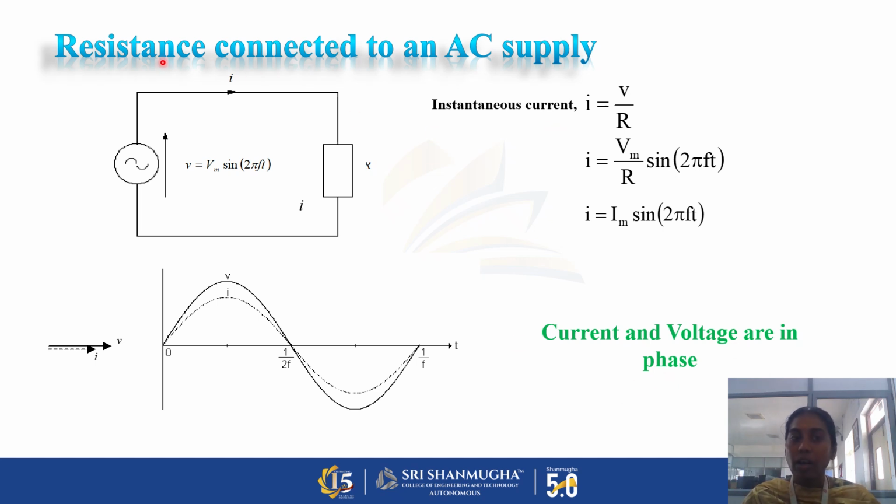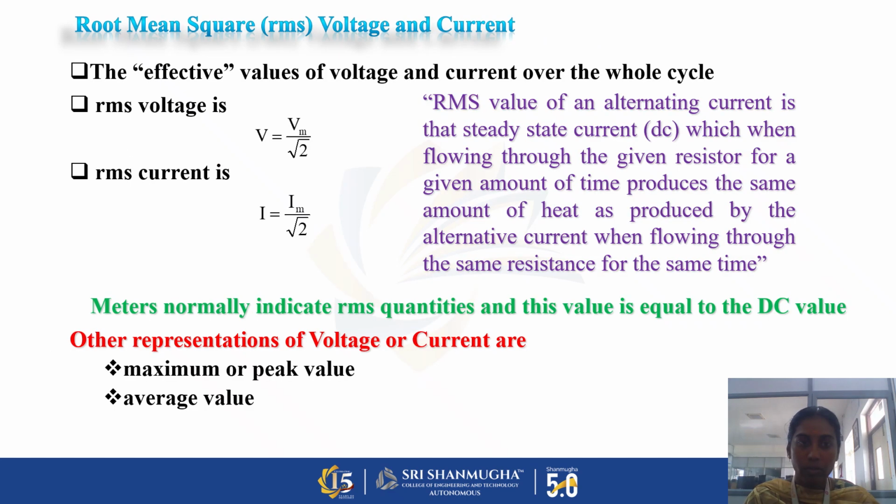This is when a resistor is connected to the AC supply. From this circuit we can know some parameters, VRMS and IRMS. VRMS is equal to Vm divided by root 2 and IRMS is equal to Im divided by root 2.